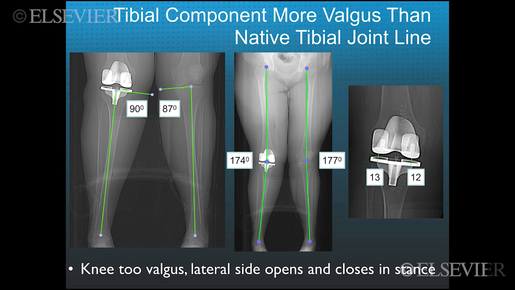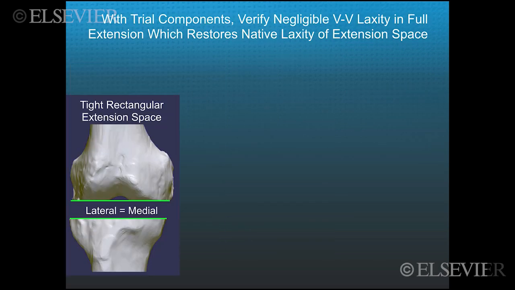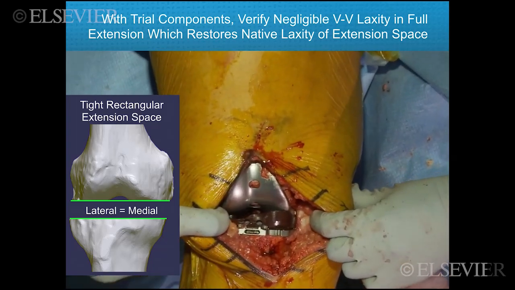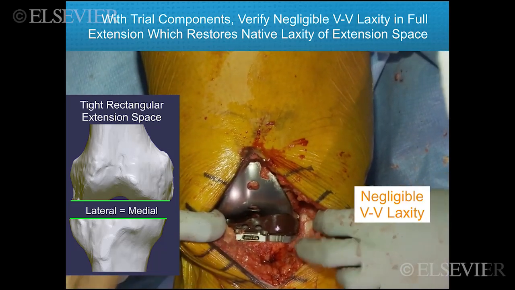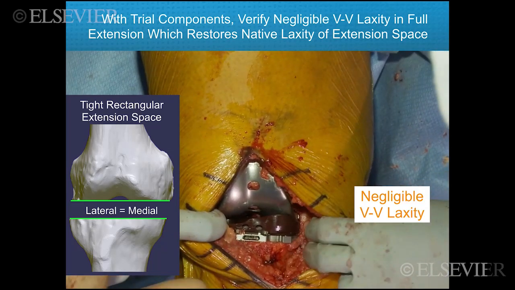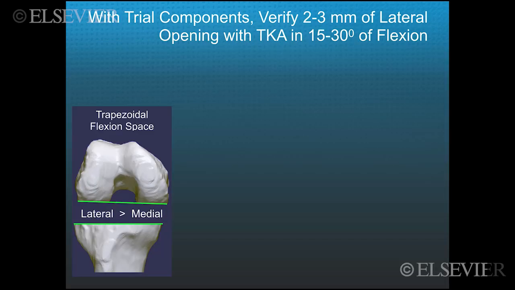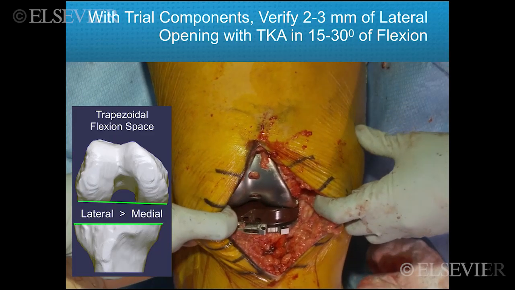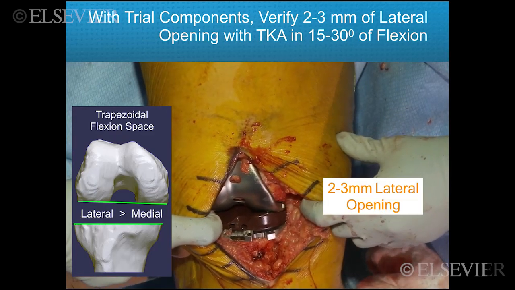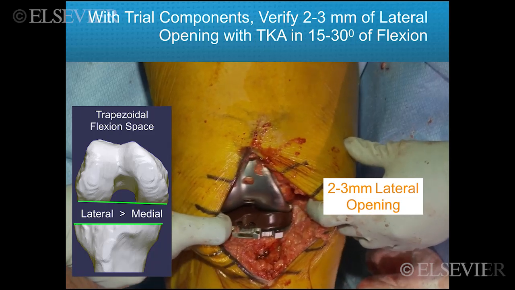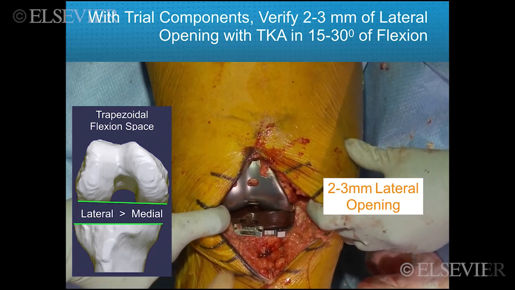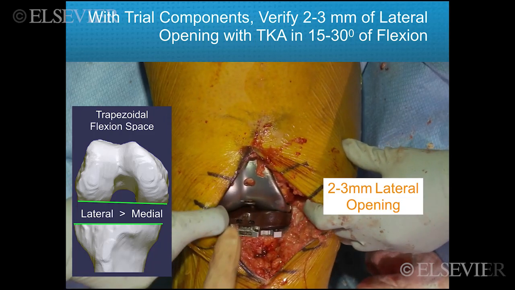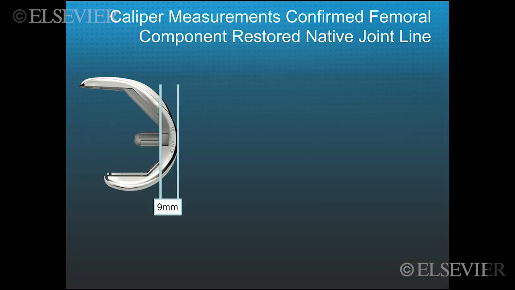That should not be there, and so we did not see this. We needed to show negligible VV laxity in full extension with the trials and with the spacer block. And then in flexion, we only want that lateral side to open 2 to 3 millimeters. In this case, when we went back and revised her, the lateral side opened 5 or 6, which you would have been able to tell if you had checked that before, that there's not enough varus on the original tibial cut. So we go back and we want to confirm whether we did the femoral component correctly or not.